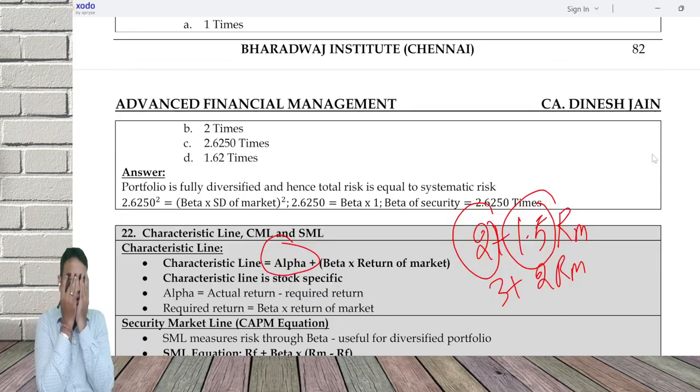So listen. Alpha is basically how much extra you are generating. But how much you should generate depends on 3 formulas. The characteristic line says how much you should generate is beta into RM. CAPM says how much you should generate is RF plus beta into RM minus RF, and there's one more approach which says what you should generate is based on standard deviation. I'll keep explaining one by one.